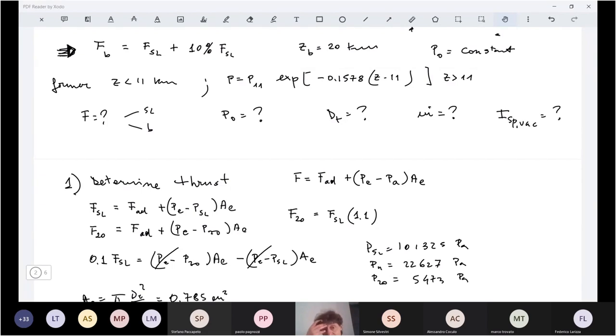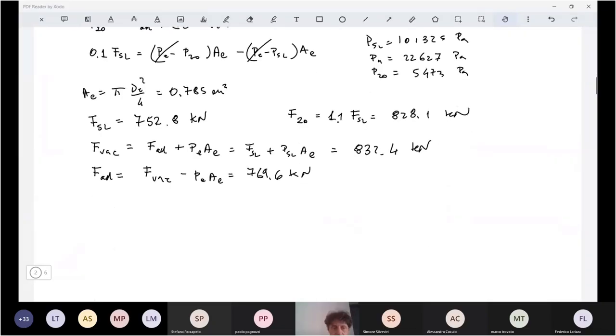once we know the thrust level. So of course, to make things easier, it's better to refer to the adapted condition where we have no pressure term, so we have just the impulsive part of thrust. So the second item is to evaluate P0, and we exploit this relation with the unknown here.